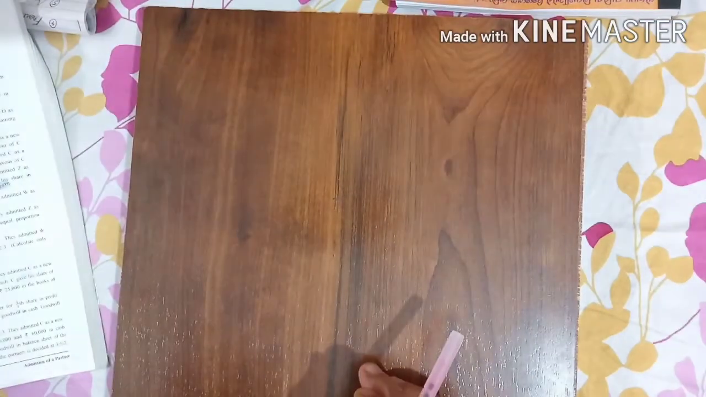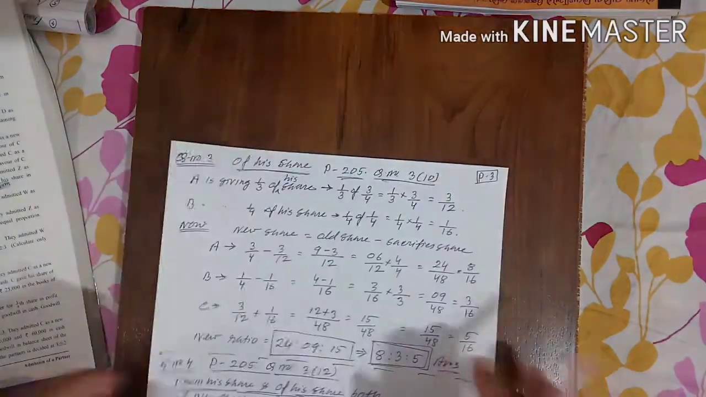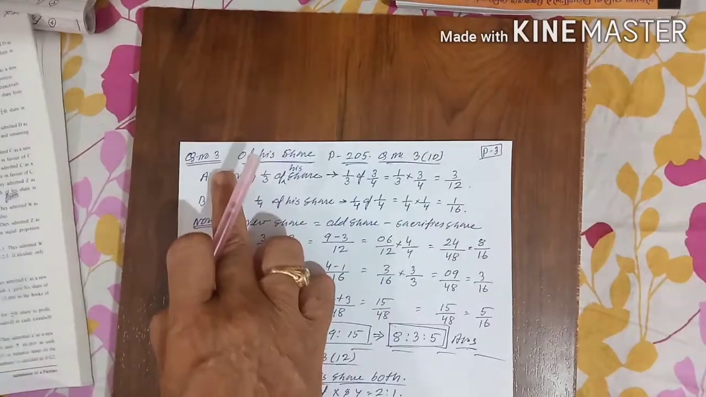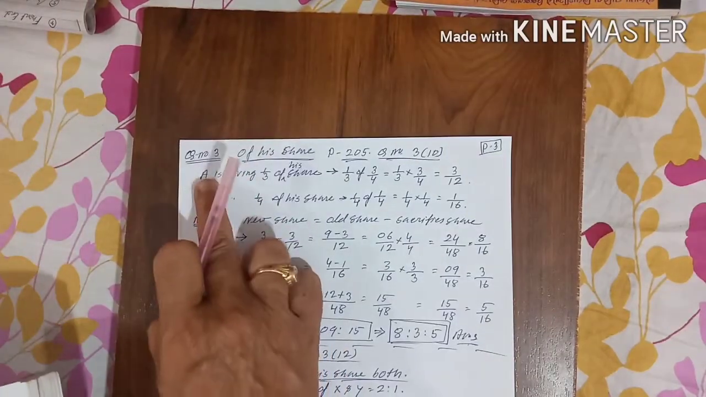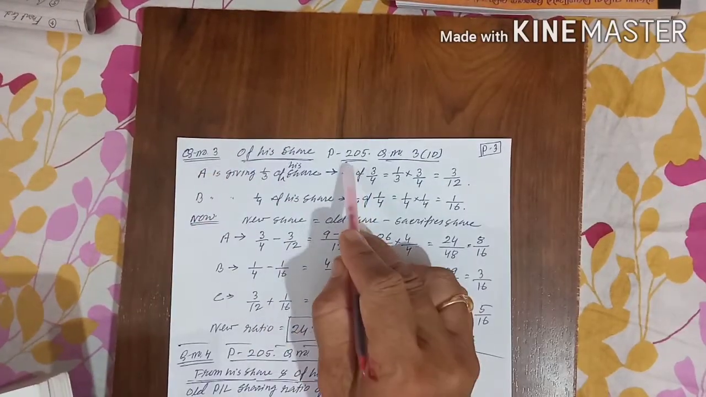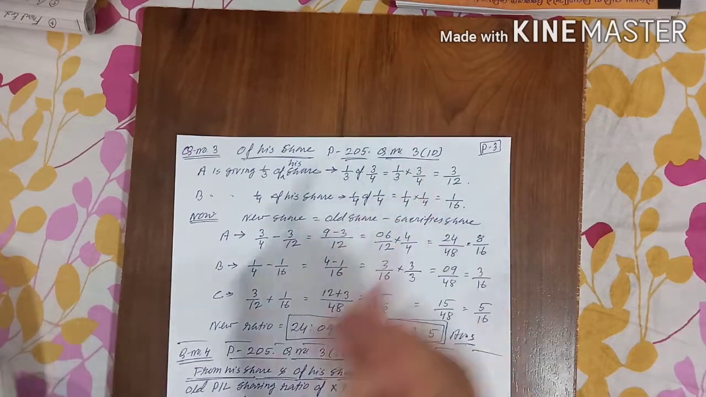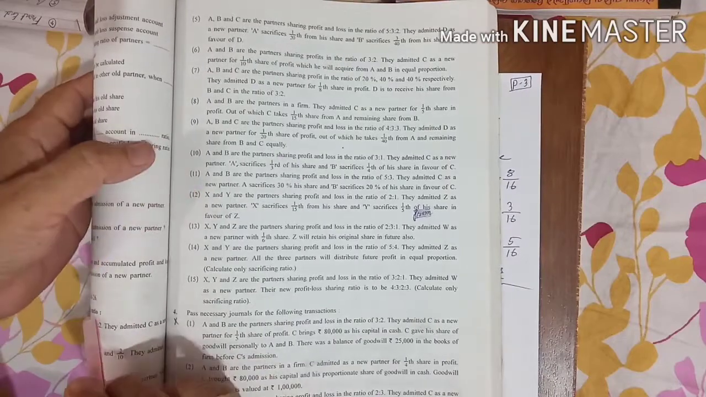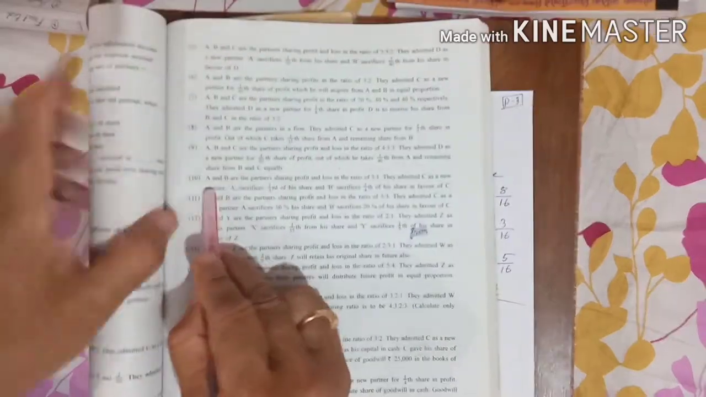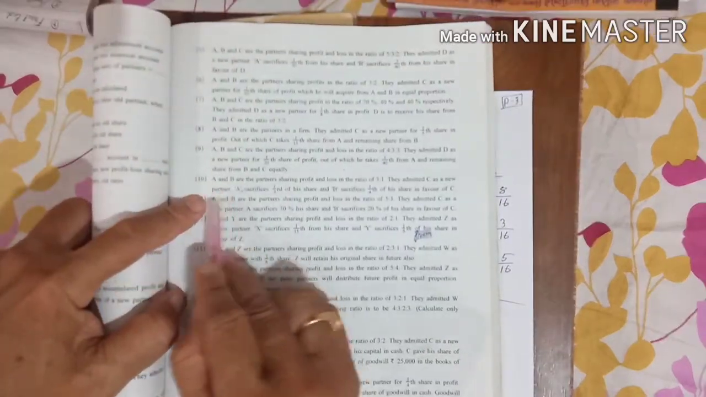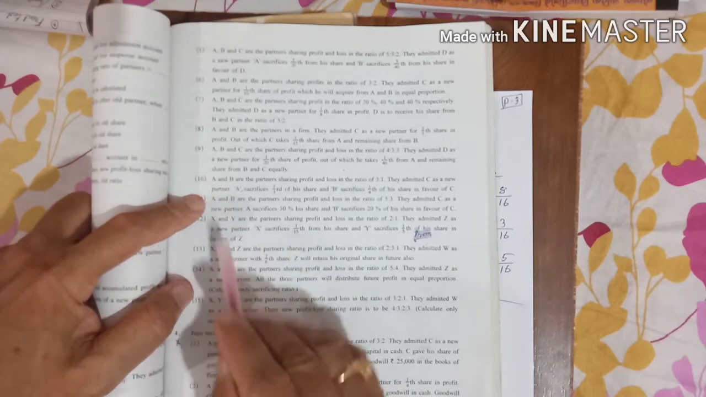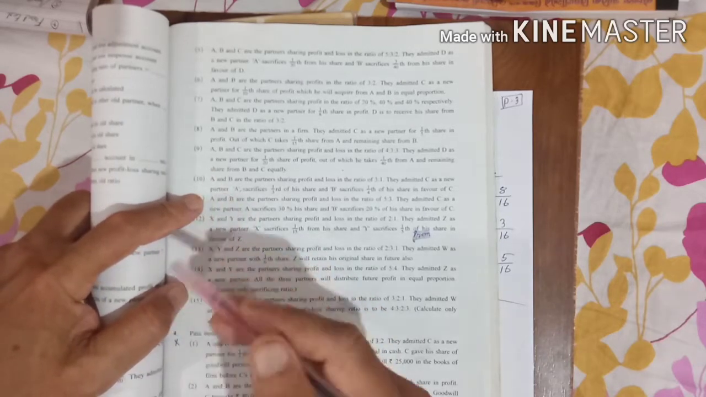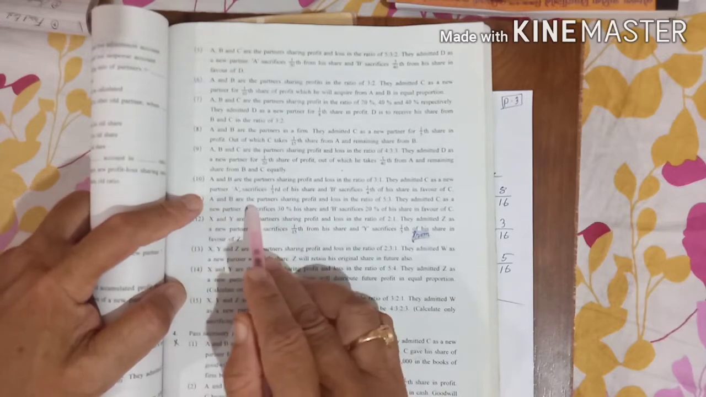Now we are coming to question number 3. This is on page number 205, question number 3.10. Why have I taken these selected questions? Because I have gone through all the questions, and I selected the type of question where you will get confused.